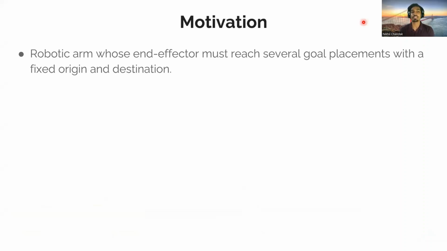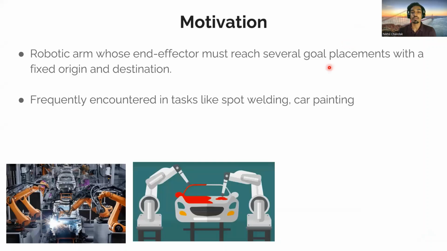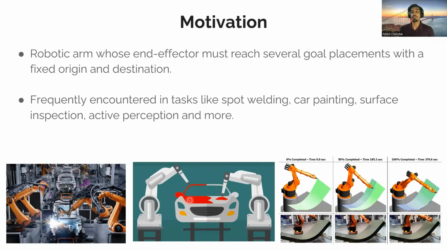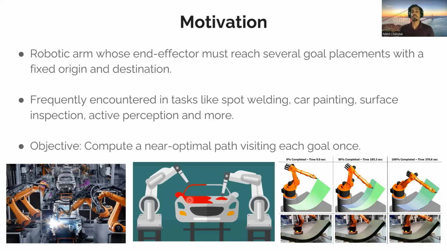several goal placements with a fixed origin and destination. This arises in several applications like spot welding and car painting. For example, here the robotic arm is painting red and it may have to paint red somewhere else as well. Or in tasks like surface inspection, active perception, and more. The objective is to compute a near optimal path visiting each goal once.